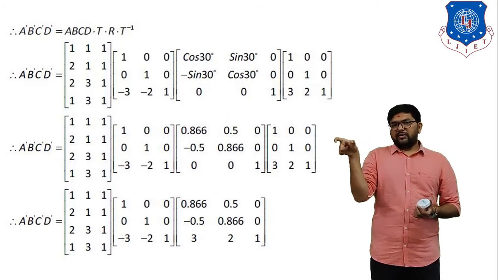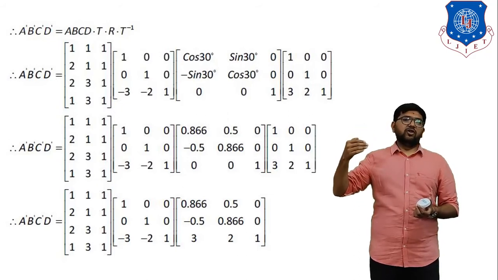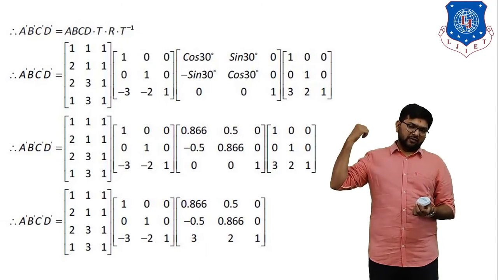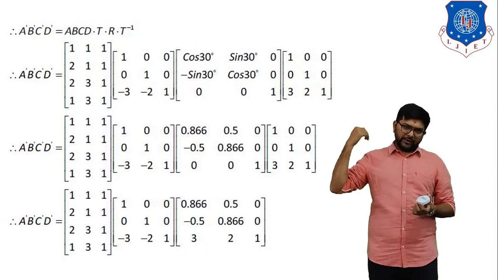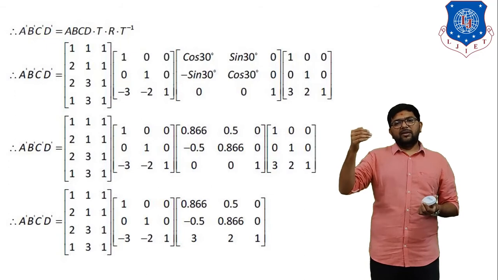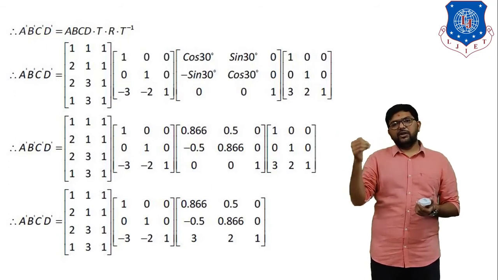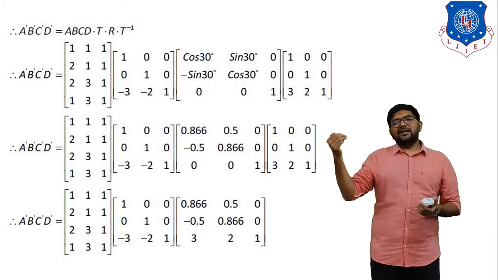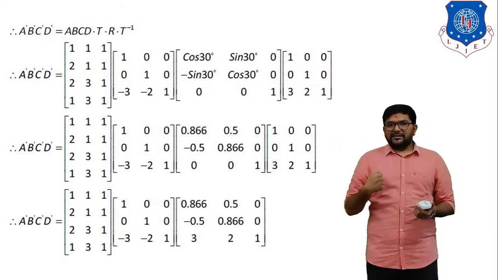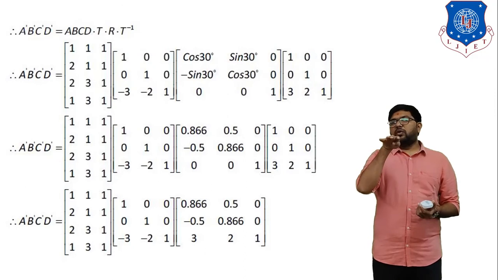Second, that is the rotational matrix. Put the value of cos 30 equal to 0.866 and sin 30 equal to 0.5. Put that value over here. So 0.866, 0.5, 0, minus 0.5, 0.866, 0, 0 0 1. And the last matrix you have to write as it is. Clear? Now we have a total of 4 matrices.